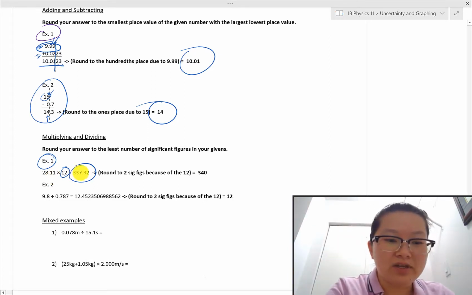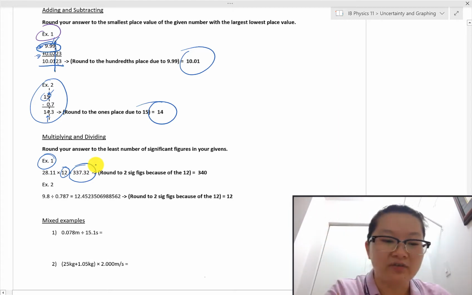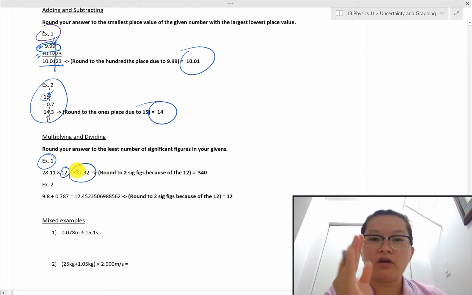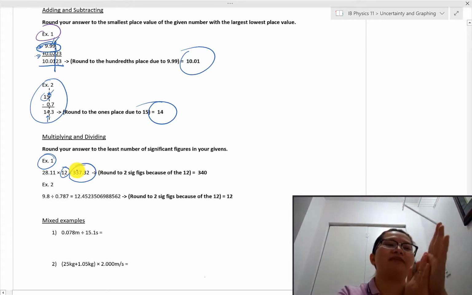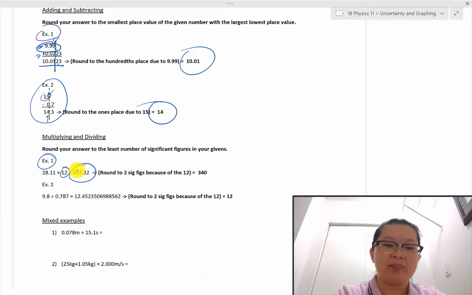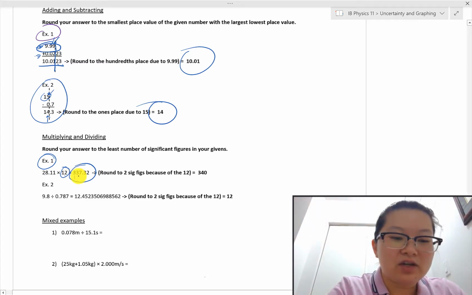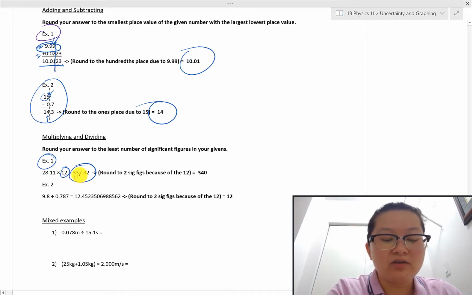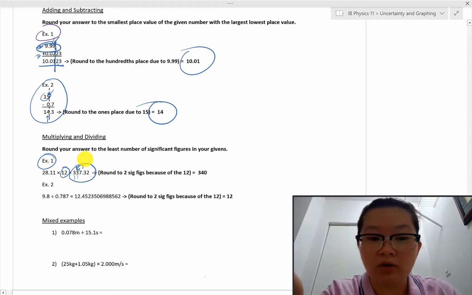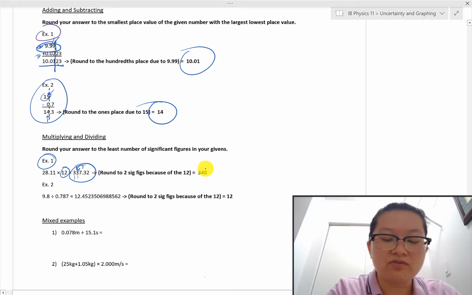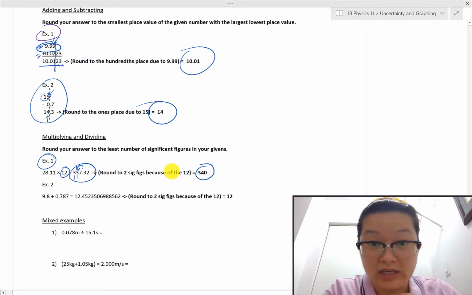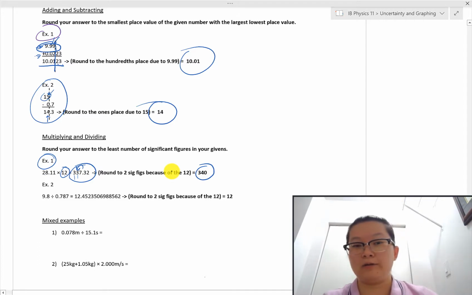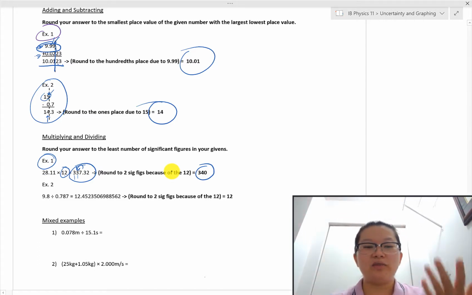So rounding 337.32 to 2 sig figs, we are going to start off with, of course, the largest place value and work our way down, right? So we start with a 3 in the 300 and then the 3 in the tens place, and then we stop. So this could be 330, but wait a second. The 7 in the 1's place is going to round the 3 up to a 4. So that's going to give us 340 for our number right there. Okay, so that's how you do with multiplication and dividing.